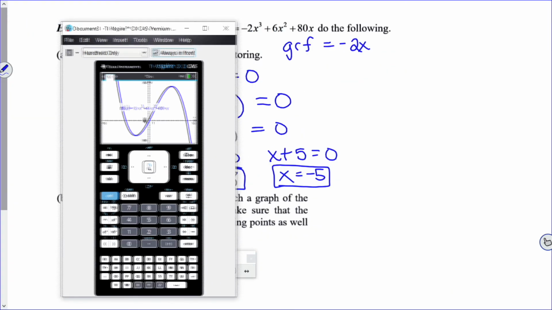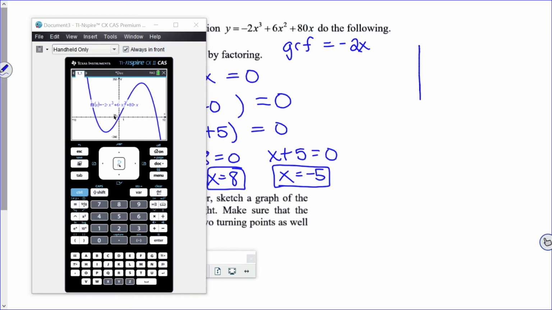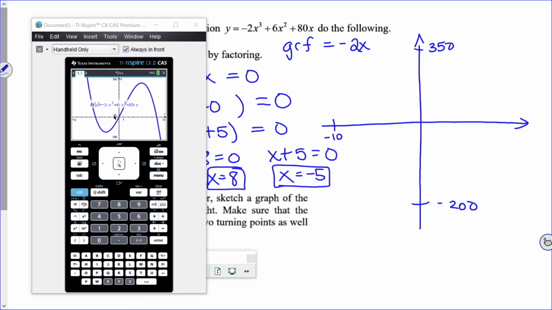All right, first thing I'm gonna do is I'm gonna just put some basic axes down. All right, up here, I'm way up here at 350. Here, I'm at negative 200. Here, I'm at negative 10, positive 10. I want to make sure I nail the fact that it goes through the origin.